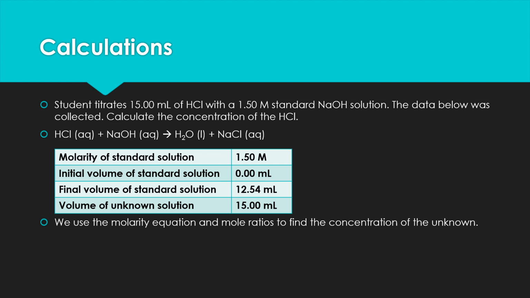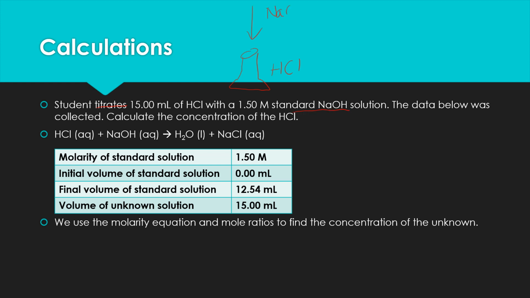To do the calculations, we will use a set of sample data and work through that. So a student titrates 15 milliliters of HCl. When they say they titrate it, that means that's the chemical in the flask, and we say it's being titrated, meaning another chemical is being added to it. So the HCl is in our flask in this case, and a standard NaOH solution is in our burette.